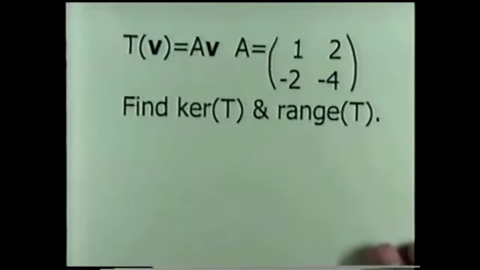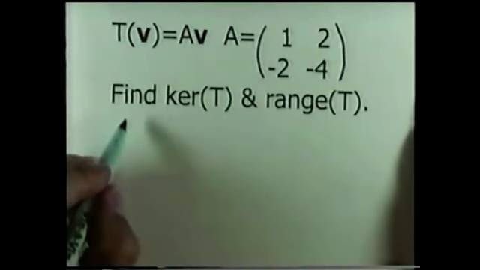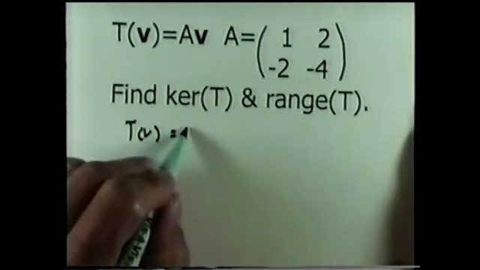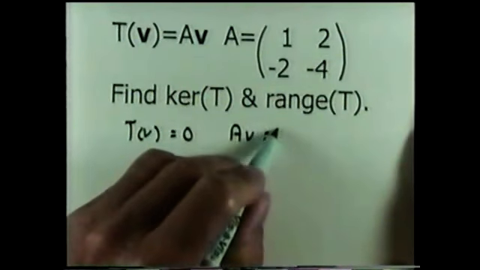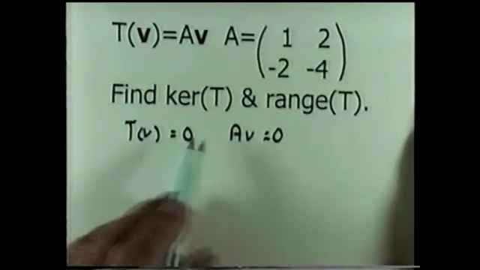Look at an example. T(v) is equal to Av for A equal to [1, 2; -2, -4]. Find the kernel of T and the range of T. Well, the kernel of T is going to be the set of all v such that T(v) is equal to 0, or Av is equal to 0, since T as a function of v is equal to Av.